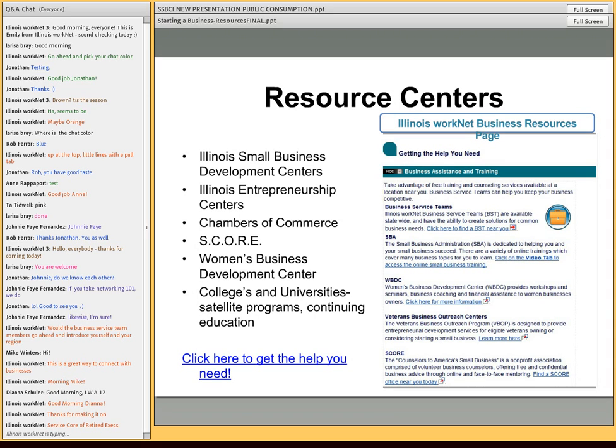The Women's Business Development Center, which is also located downtown in Chicago, their main focus is helping women business owners, women to start businesses. They also do the certifications for a women business enterprise. They also help with government contracting for women businesses.